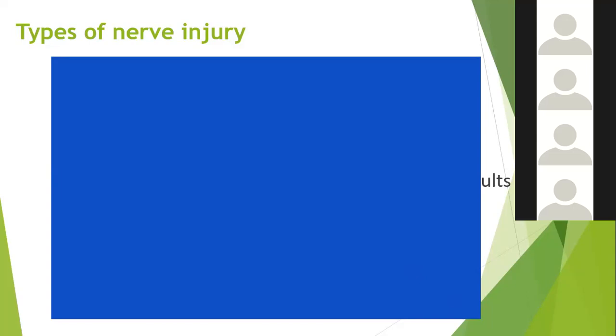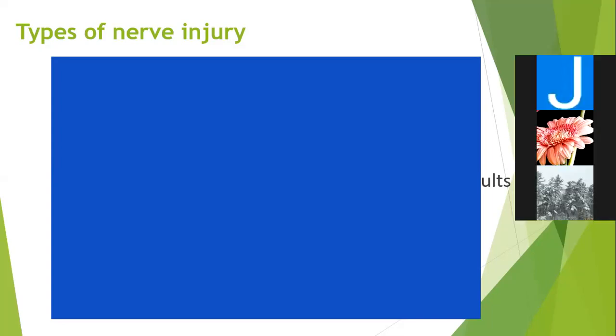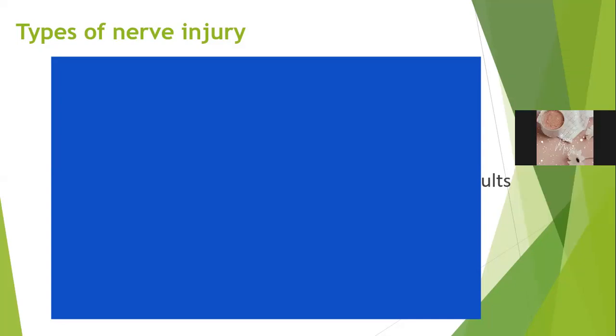Okay, patience. Now I'll start taking repeats. Besides the classification of Erlanger-Gasser, he came up with those classifications because he was basing them on how the fibers function and their conduction velocity.